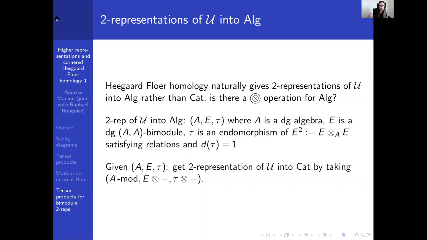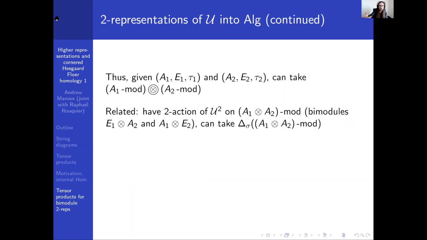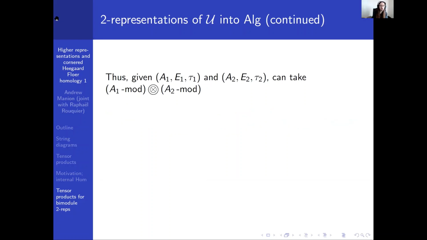Here's one thing I can say. I can just pass from algebras to categories by taking the category of modules, DG modules, if you want. And so then if I have A1, E1, tau 1, and A2, E2, tau 2, I could take these category versions, and then I could take their tensor product, okay? And that's something I could do.